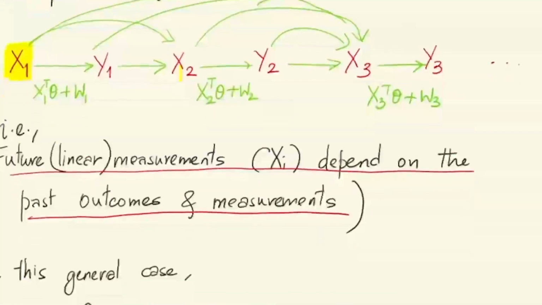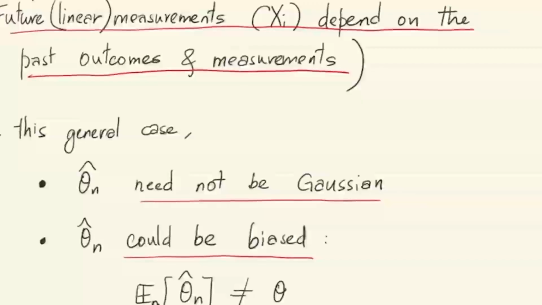So in this more general case, it's actually not too hard to see that in fact theta hat n, which was multivariate Gaussian earlier in the fixed design setting, need not be Gaussian anymore. Its distribution as a vector in d dimensions need not be Gaussian in the general case. There are examples where it can be quite far away from the Gaussian distribution in the sense of having heavy tails and so on for certain kinds of measurement processes.